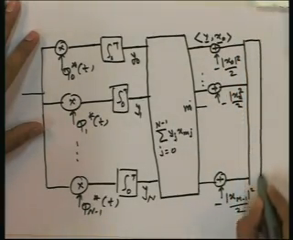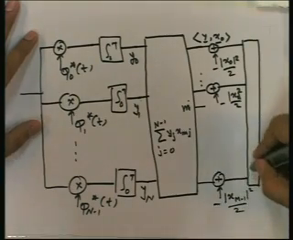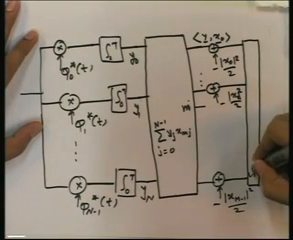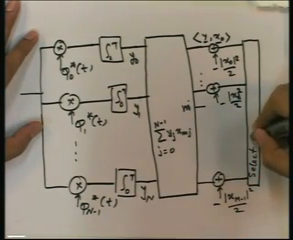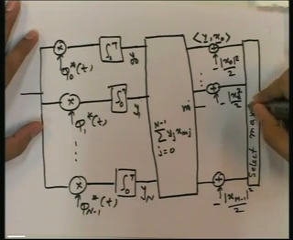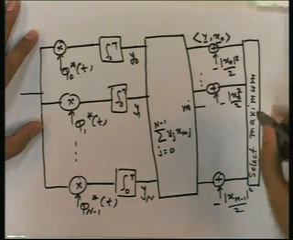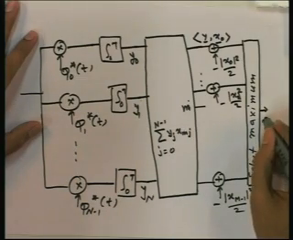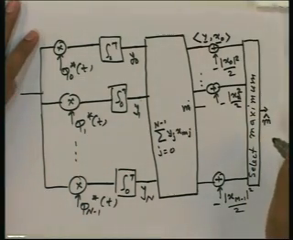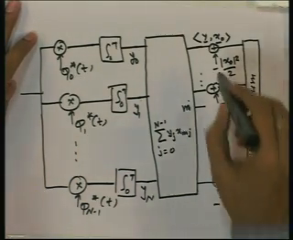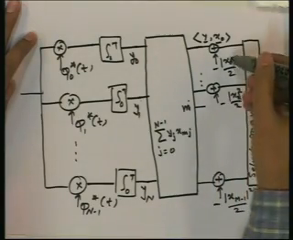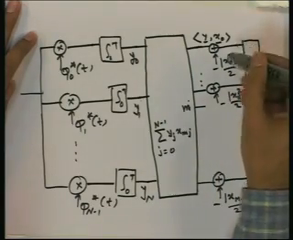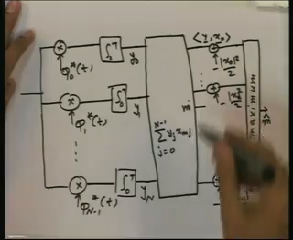So, what we need to do here is select the maximum. Whichever gives us the maximum, that is the estimate of m. So, the estimate of m is that one. If this output is maximum, then m hat is 0, and so on.